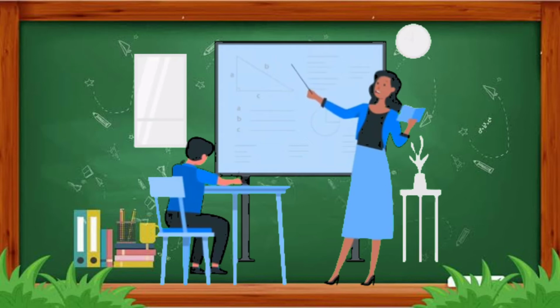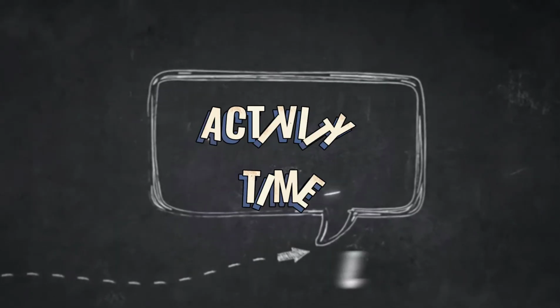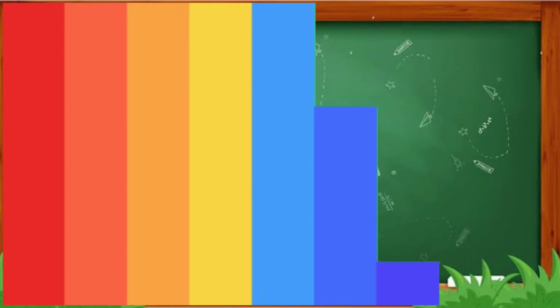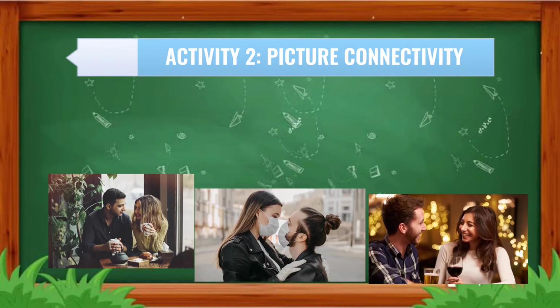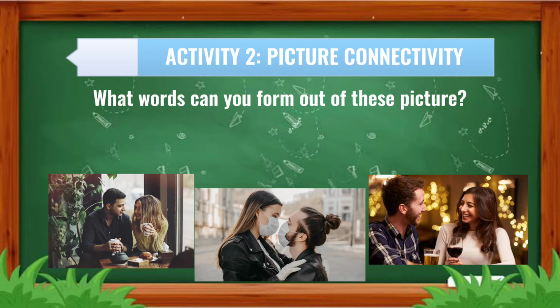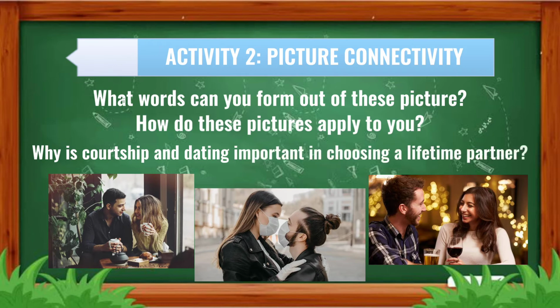Before we proceed to our next basic term, let us have an activity. This activity is entitled Picture Connectivity. I will show you some pictures and all you have to do is to answer the following questions. What words can you form out of these pictures? How do these pictures apply to you? And why is courtship and dating important in choosing a lifetime partner?